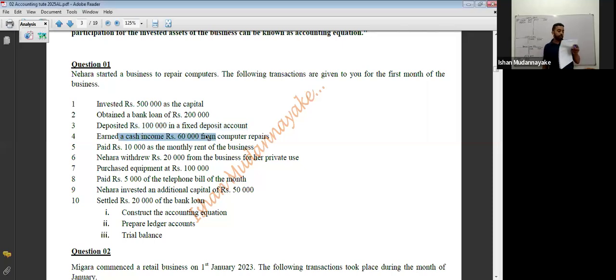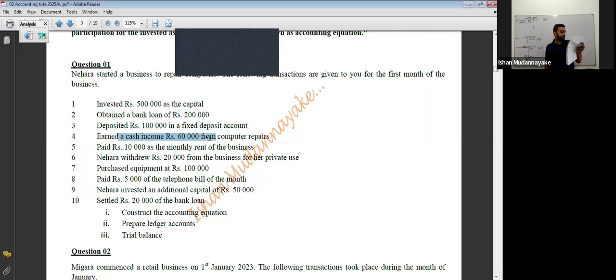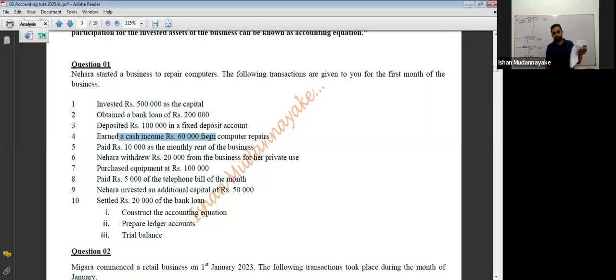Earn a cash income of 60,000 from computer repairs. Prepare the income account for this transaction. So then, how do we record this transaction? 60,000, students, how to record this transaction?